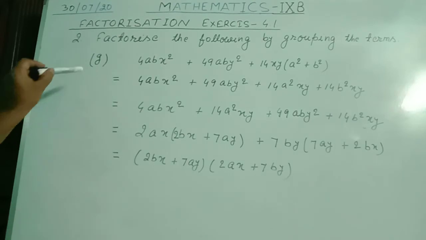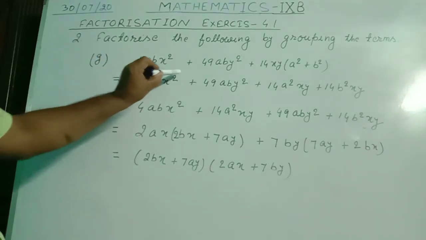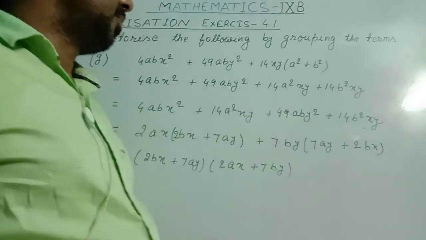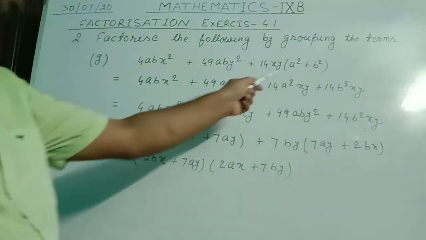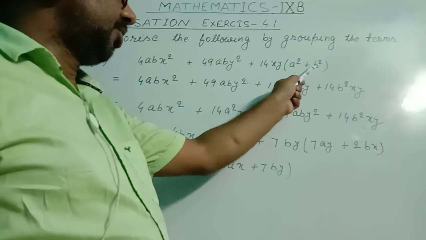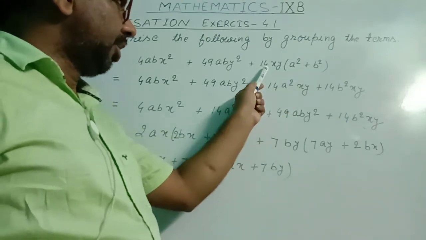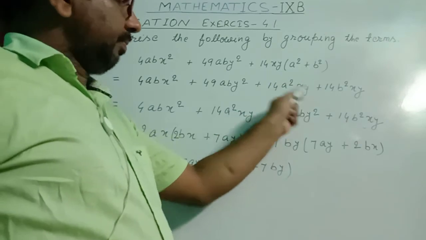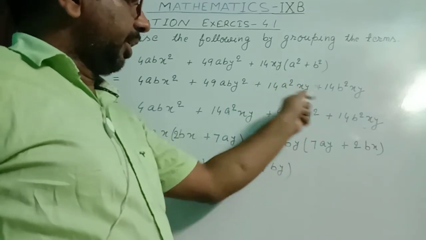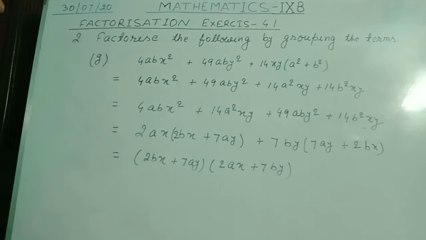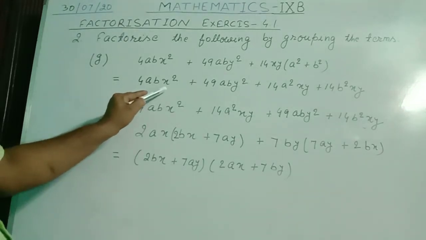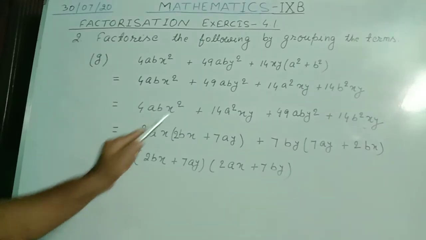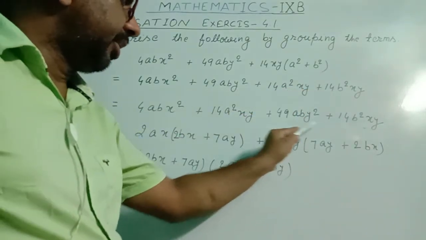In question number 2G, equation is 4ab x square plus 49ab y square plus 14xy into a plus b whole square. In the next step, I have omitted this bracket. I multiplied these two terms by 14xy. So I got 14a square xy plus 14b square xy. Now I have arranged the group 4ab x square and 14a square xy. I have written together, and these two I have written here together.